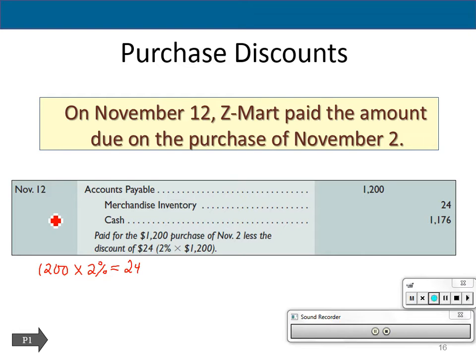Do you guys have questions before I move forward? I'm a little confused why we're crediting inventory for a discount. The value of the inventory is still the same, right?